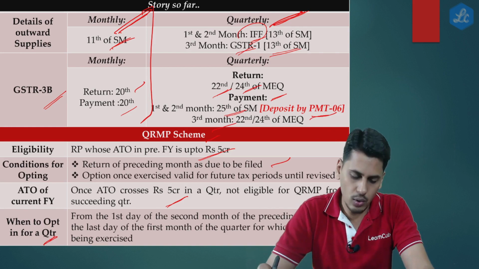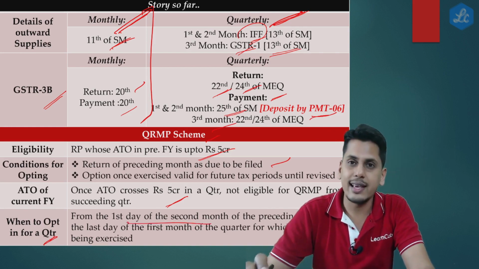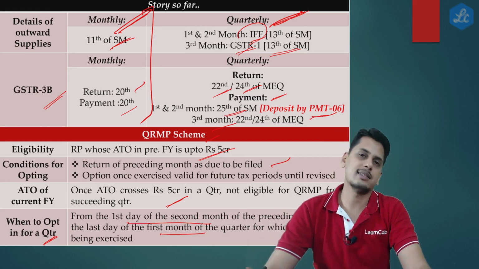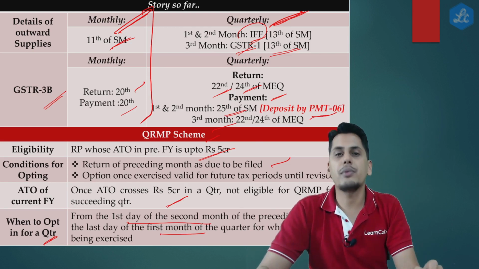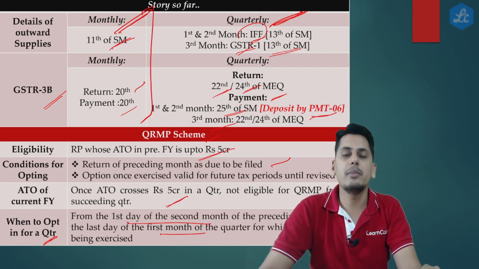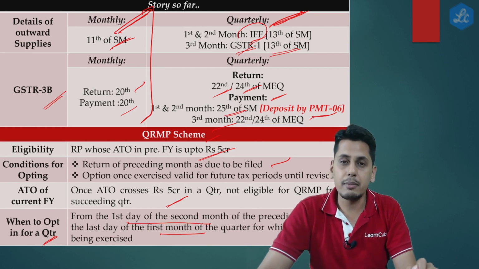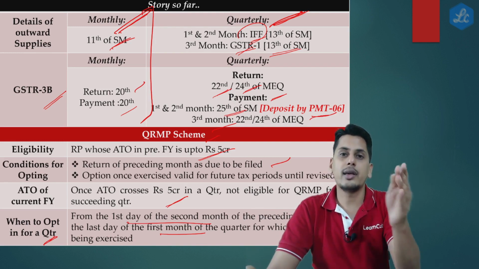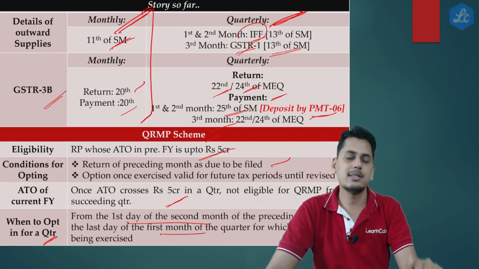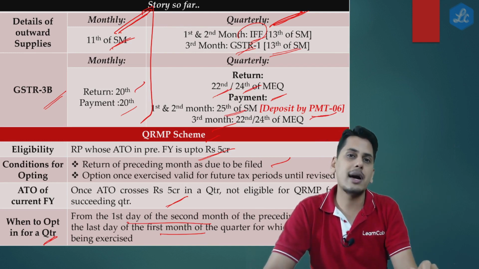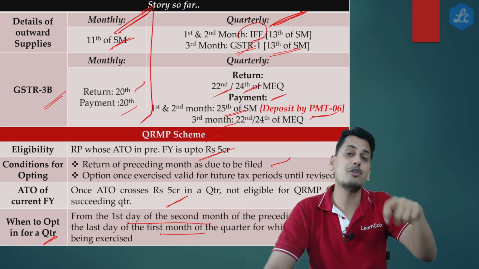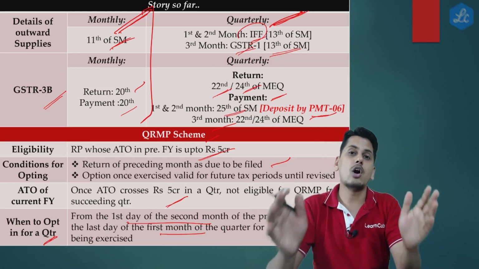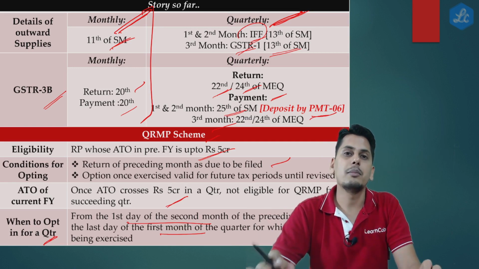When to opt in for a QRMP scheme? It is from the first day of the second month of the preceding quarter till the last day of the first month of the quarter for which option is exercised. We have studied a tip as to how to remember this. For quarter April, May, June, for April I'll have to decide by 30th of April, because from 1st of May I'll have to either file GSTR 1 or IFF. So I get to know the ending point is 30th of April. Similarly, for the preceding quarter, Jan, Feb, March, the last point was 31st of Jan. So from 1st of February till 30th of April, I can opt for the quarter April, May, June.